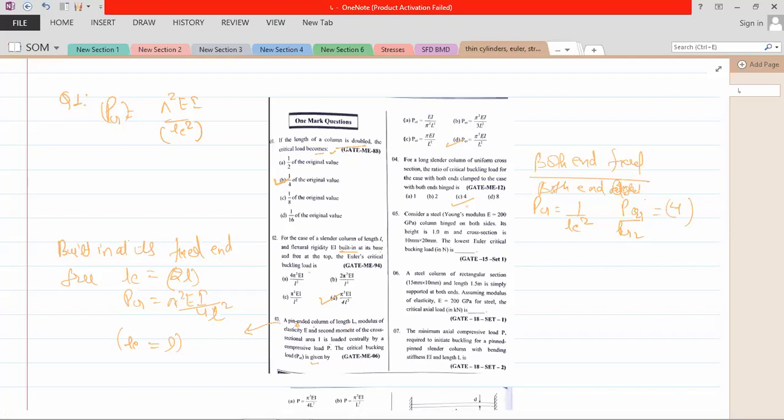So next question. Consider a steel given Young modulus. It is given, question number 5. Hinged at both ends. So now height is given, cross section is given, and you can see that now the cross section is a rectangle. So what you need to do is find the lower Euler buckling. So you can see that now we need to take the I, that is 1 by 12 into 20 into 10 raised to the power 3. This is your I minimum.